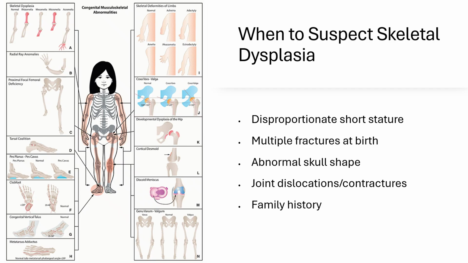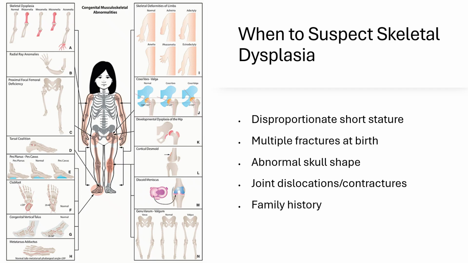Multiple fractures at birth should immediately trigger your suspicion for conditions like osteogenesis imperfecta. Remember that while single fractures can occur from birth trauma, multiple fractures suggest underlying bone fragility that requires comprehensive evaluation. Think of this as the difference between a single accident and a pattern that suggests systematic weakness.